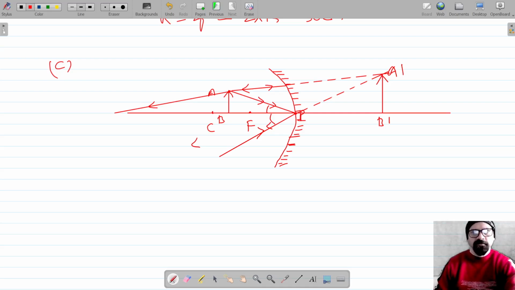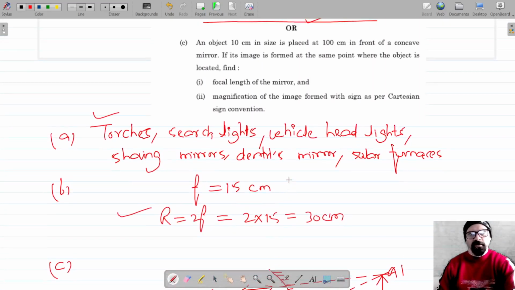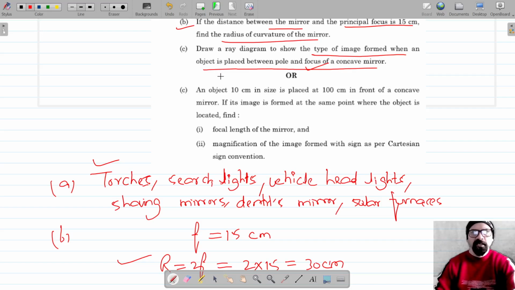Okay, so this is the ray diagram. You have to draw the ray diagram and make sure that you give the direction for the rays, because that will deduct half your marks if you're not showing the direction of the rays. So the ray diagram is drawn.